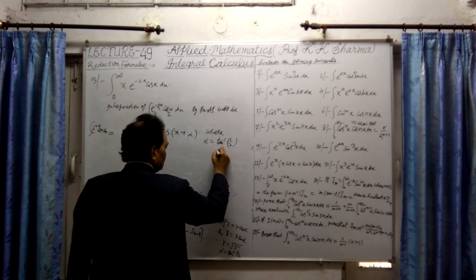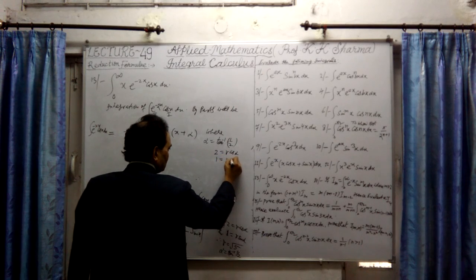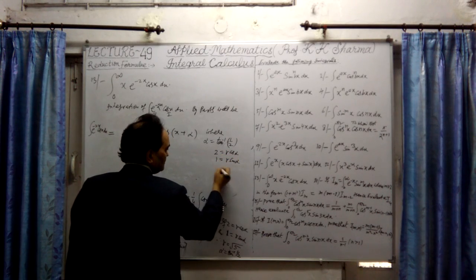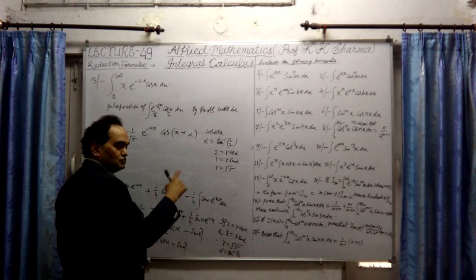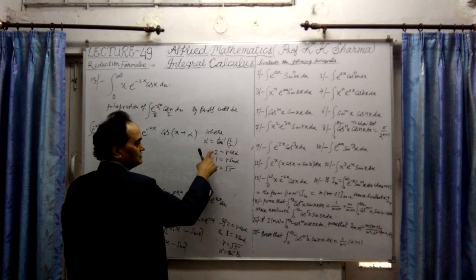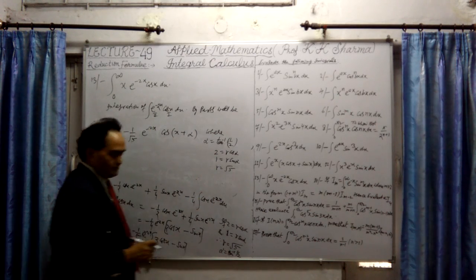Let me write 2 equal to r cos alpha and 1 is equal to r sin alpha. Therefore, r squared is equal to 2 squared plus 1 squared, that means r squared equal to 5 or r equal to root 5.